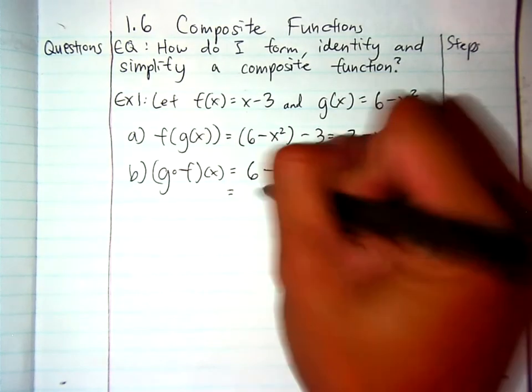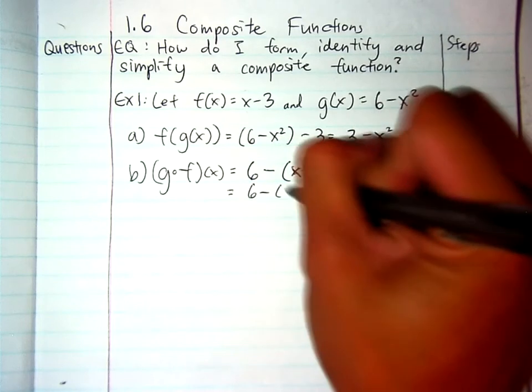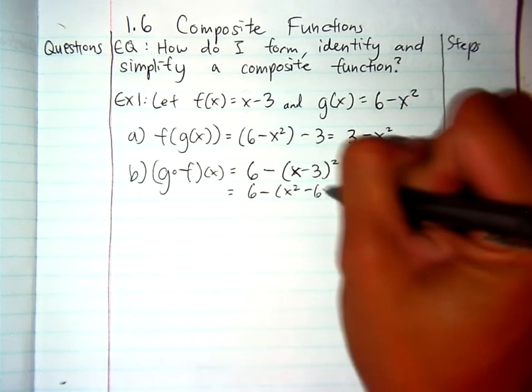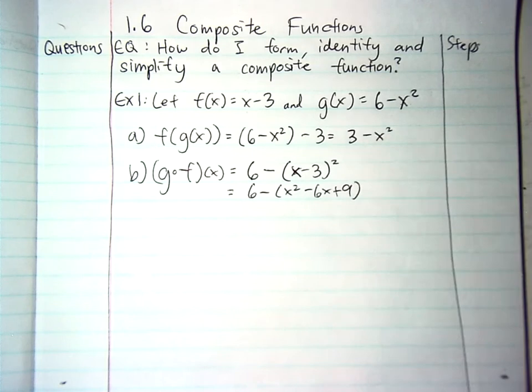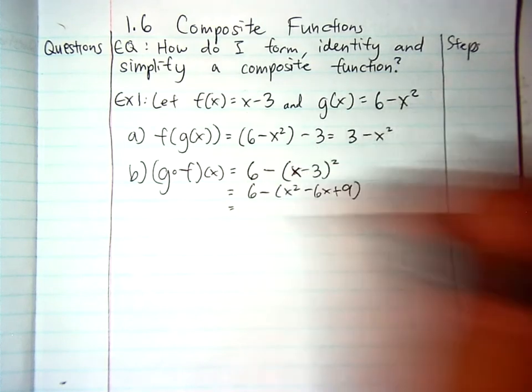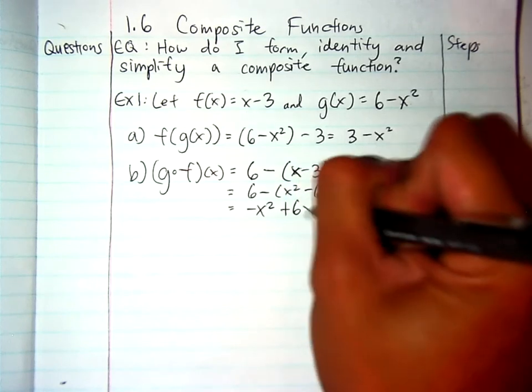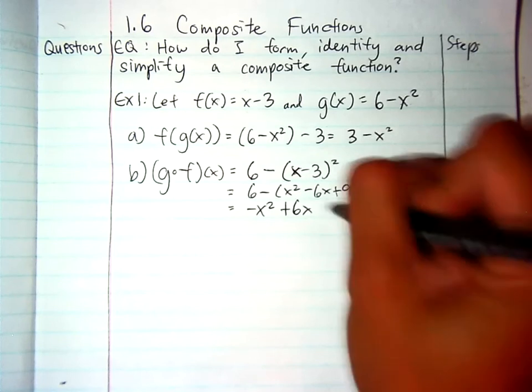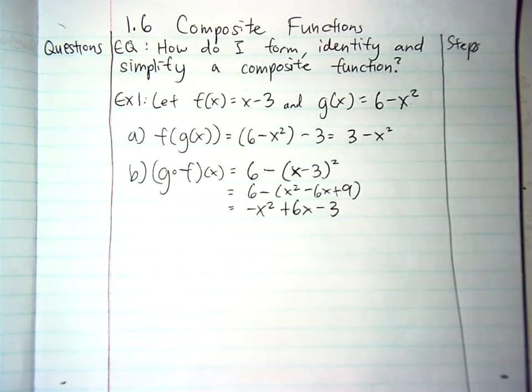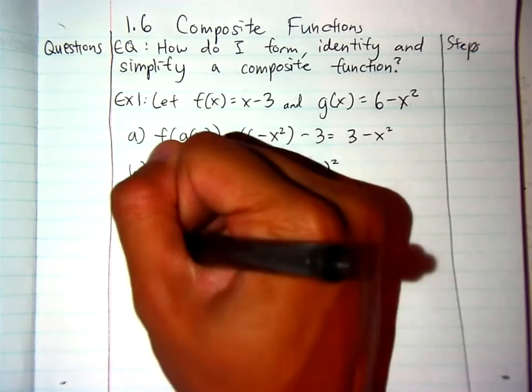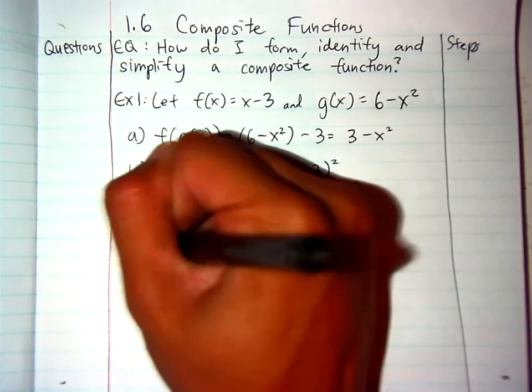So it'll be 6 minus x squared minus 6x plus 9 if I FOIL it out. And then if I simplify, it'll be negative x squared plus 6x. I distribute that negative, it'll be negative 9. 6 minus 9 is negative 3. Sometimes they'll also ask you for a value.